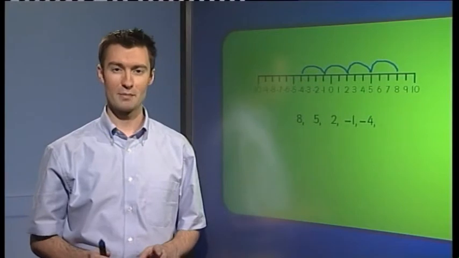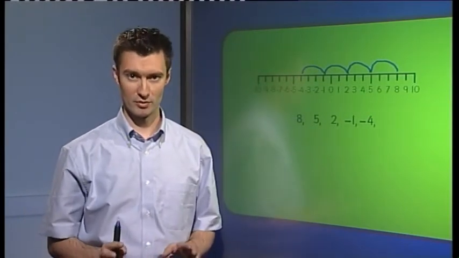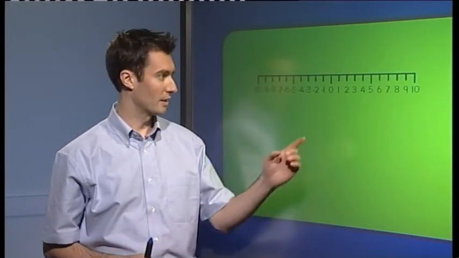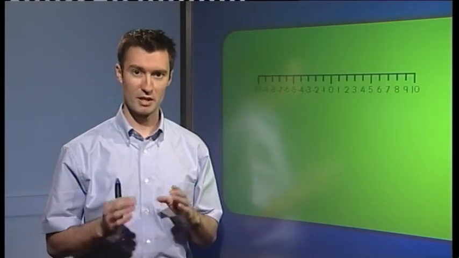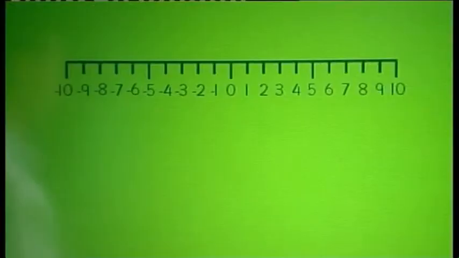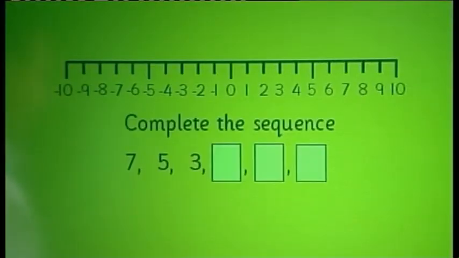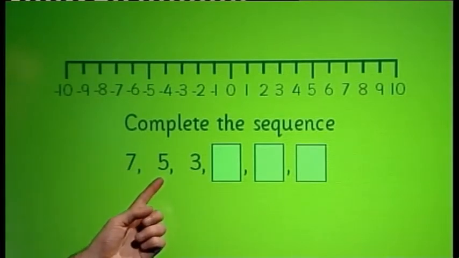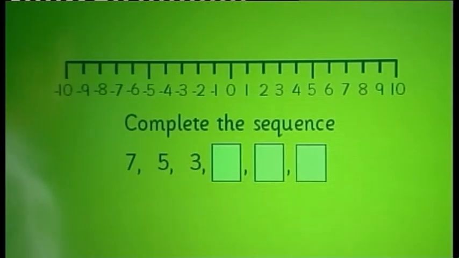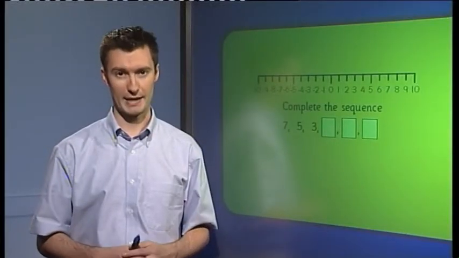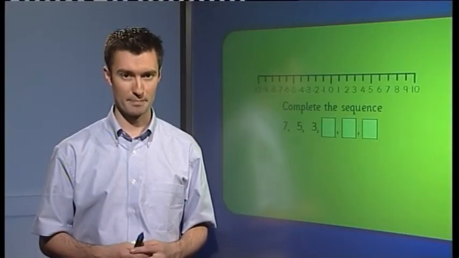Okay, it's time to work with the sequences themselves, although I will leave the number line up here to help. Now this time we're going to complete the missing numbers in this sequence. Now I find it helps to say the beginning of the sequence out loud. 7, 5, 3. Now are the numbers going up or down? Well, they're going down, so we're counting back. But by how many each time?